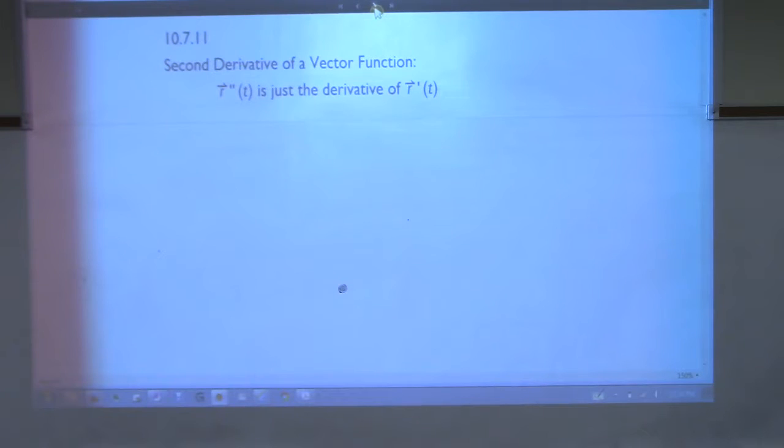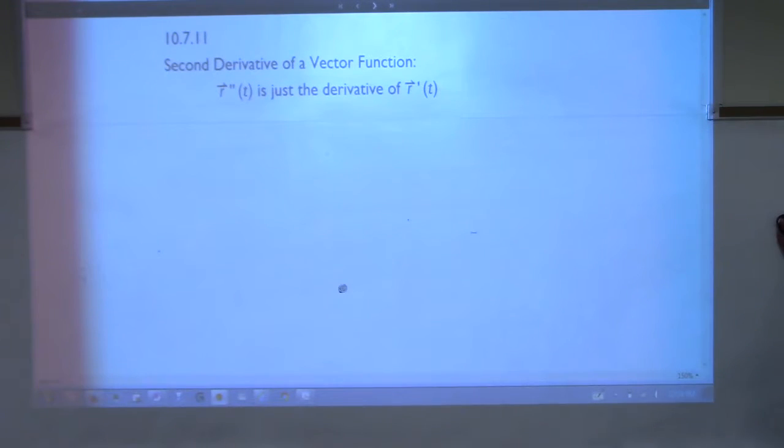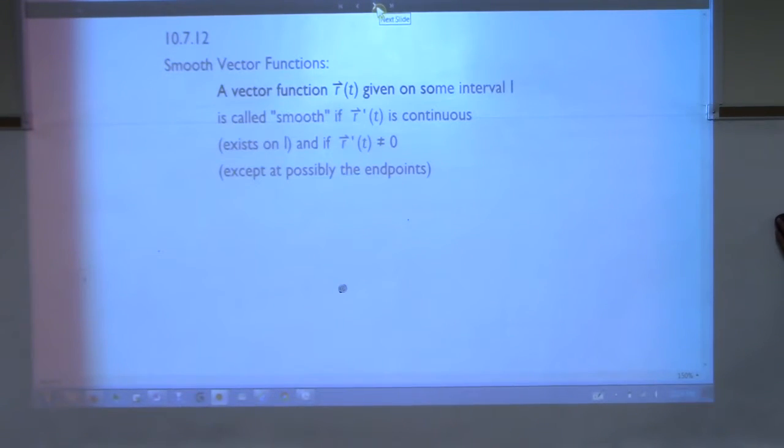Second derivative. So you ask, you shall receive. Second derivative of a function. So r double prime of t is just the derivative of the derivative, right? And it turns out that that second derivative gives us, we have a definition. It actually tells us something about the vector function, the curve.